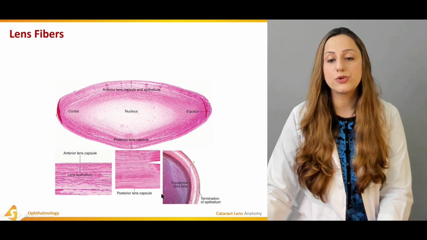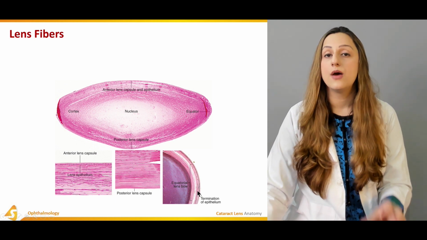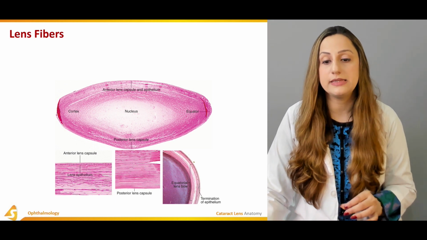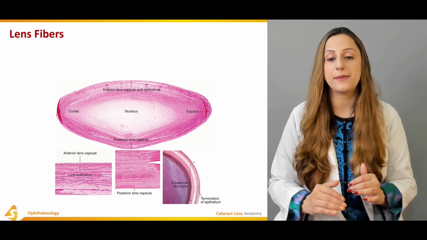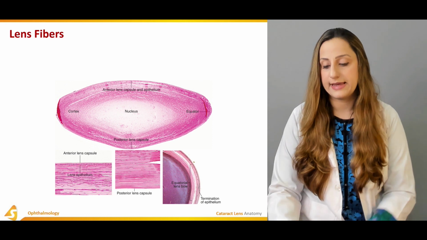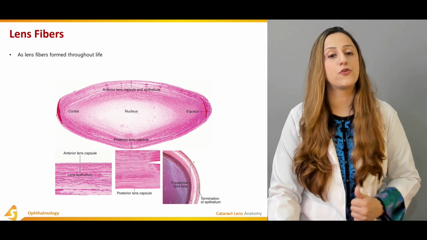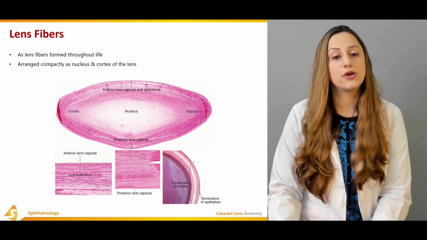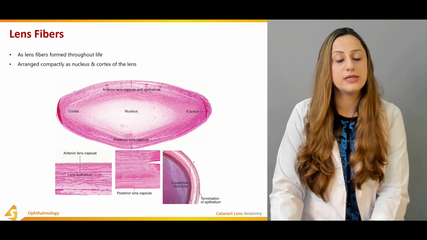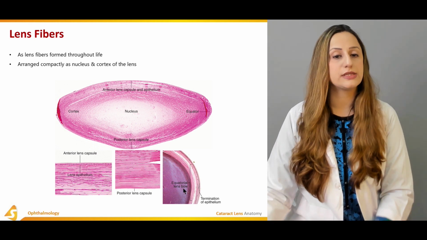We have this equatorial lens bow, which marks the termination of the epithelium over here. So this is the marking that we should keep in mind when there is a termination of the epithelium. It is regarded as the equatorial lens bow. As lens fibers are formed throughout life, they are arranged compactly as the nucleus and the cortex of the lens. So we should know these cortical areas.